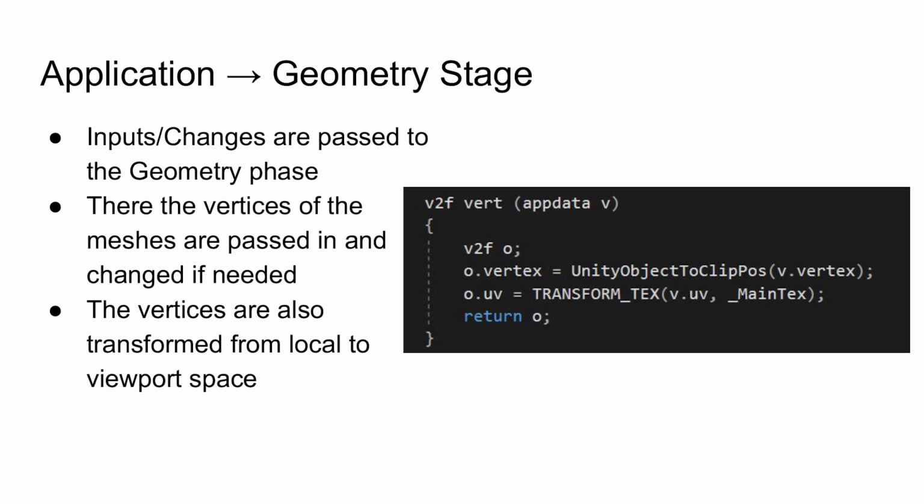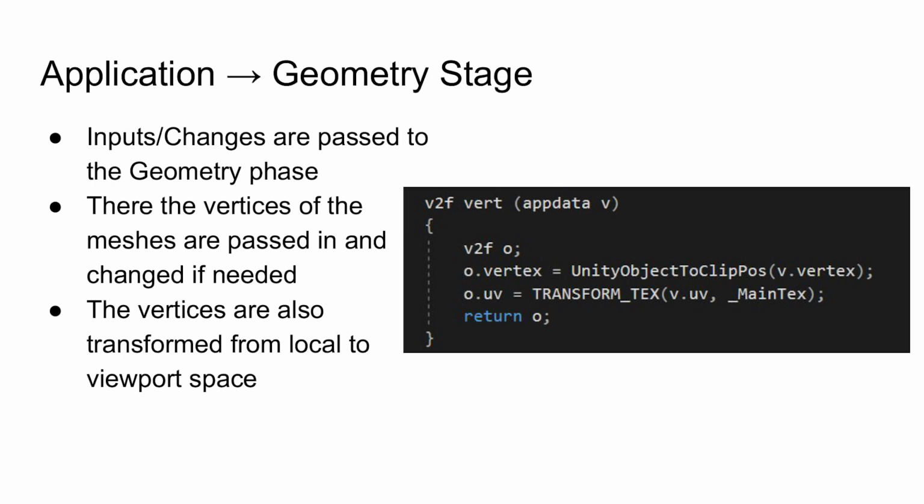So the application phase takes in the inputs and changes made to the scene by the user or the game itself, and then it passes those to the geometry phase, or better known as the vertex pipeline, where the vertices of the meshes are passed in and changed if needed. In this stage, the vertices are transformed from local to viewport space.